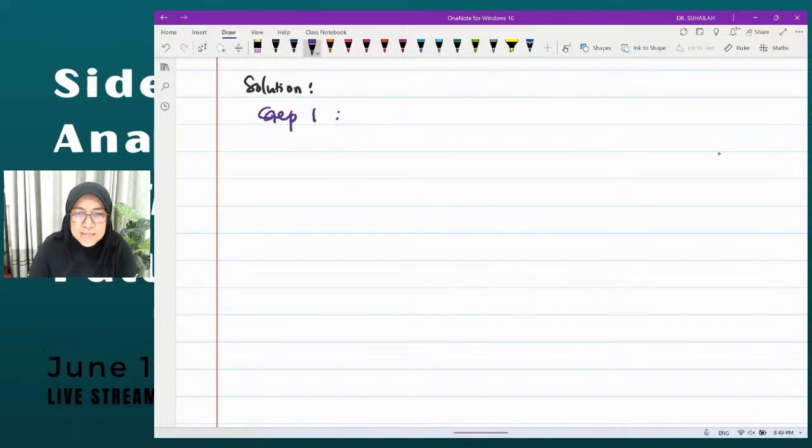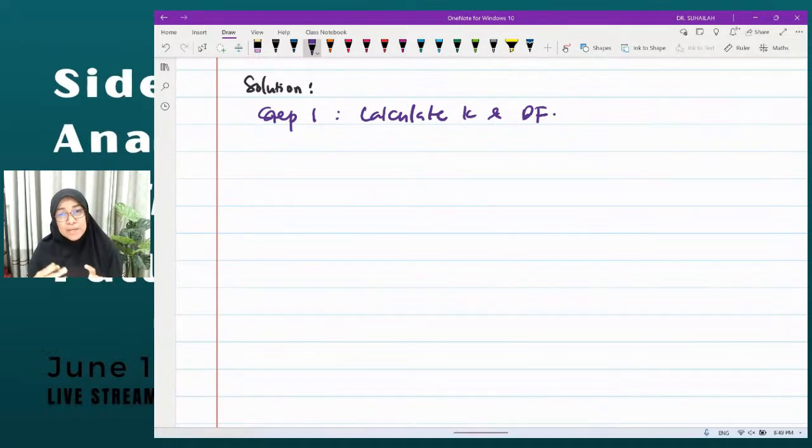Okay, we want to determine or calculate K and distribution factor. In order to do that, I want to put all the values in a table. So, I want to list all the members here.